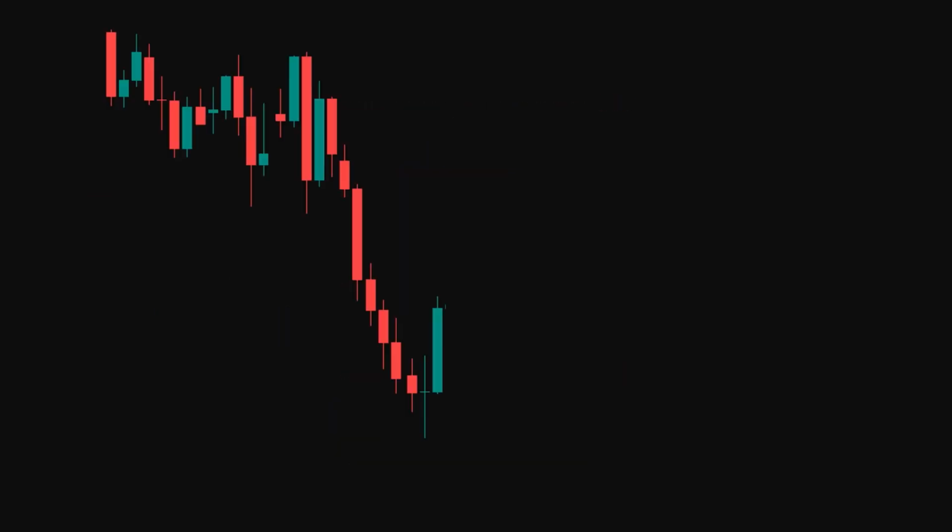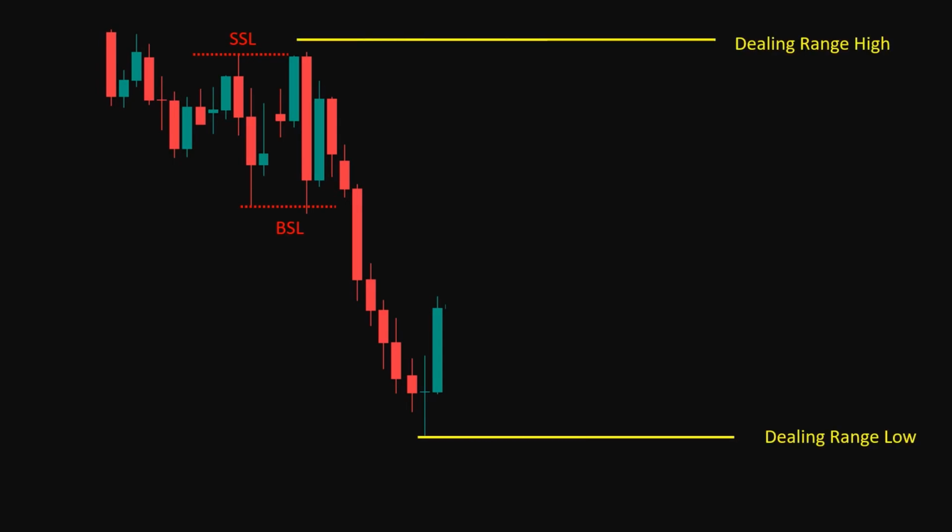Let's go to the chart. In this example, we've cleared buy-side liquidity by breaking above a swing high, and also taken out sell-side liquidity to the left through a swing low. This gives us all the ingredients for a new valid bearish dealing range.